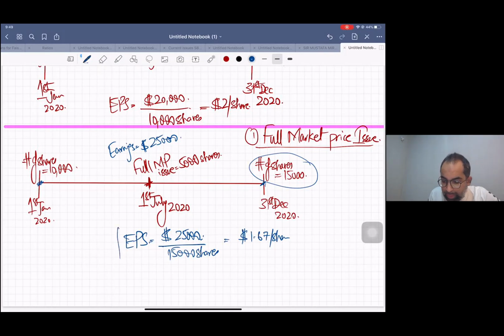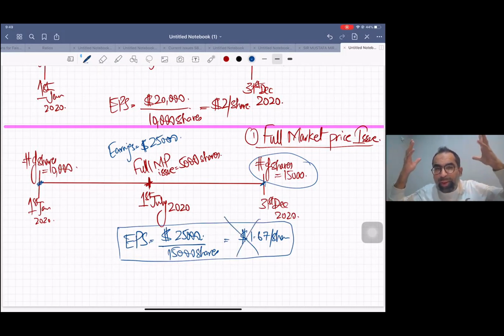Now, if somebody does this question, this is totally wrong. What's the logic? Now, listen. When we compute EPS, we compute it for the whole year. This is the complete year EPS. So what is at the back of our mind? These are the total shares outstanding for the whole year, and this investment generates this much profit. In the denominator, we are writing the total outstanding shares, and these total outstanding shares generated this much profit.